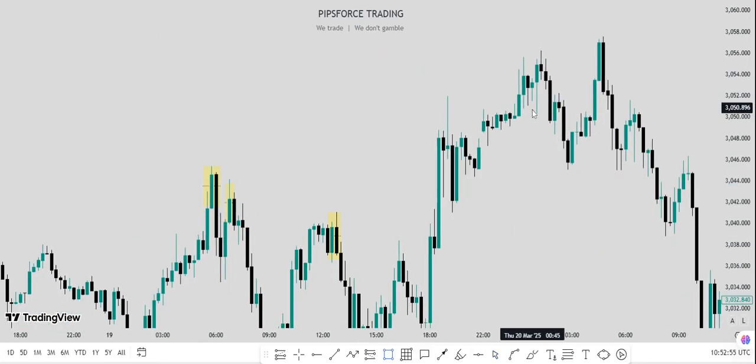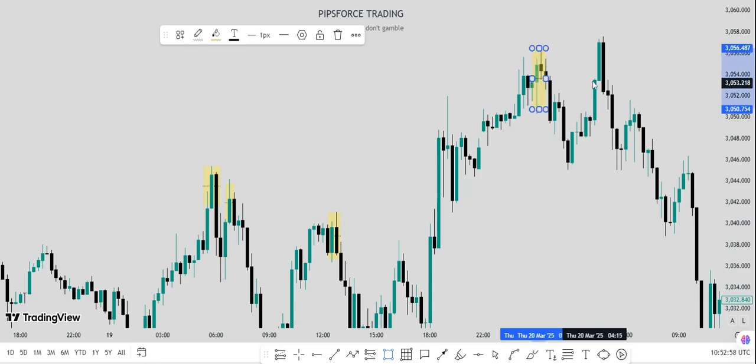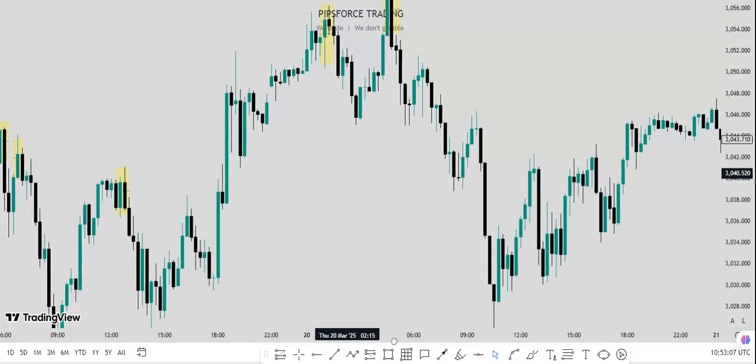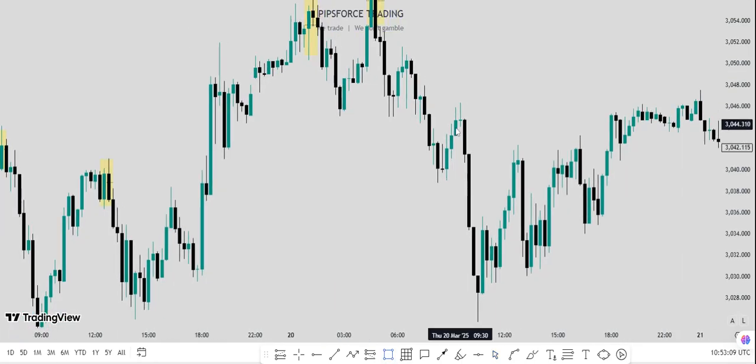That is also the last buying candle before price moves. This candle too is the last buying candle before price starts to move to the downside. We have this candle too, the last buying candle before price moves to the downside, right?